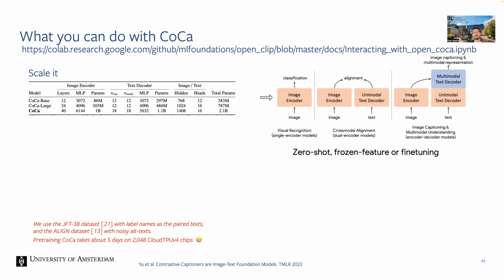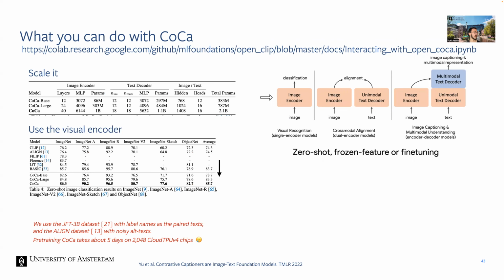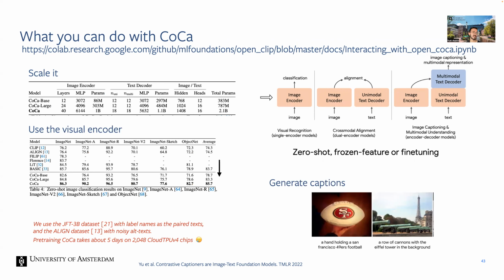Anyways, so you can apply them in a couple of ways. Like obviously, you can use the image encoder now for classification. You can use the cross-modal things, just like you can use CLIP. But now you can also do image captioning. So yeah, bigger, better is sort of what you can see for the visual encoder. You can generate captions that look quite decent.